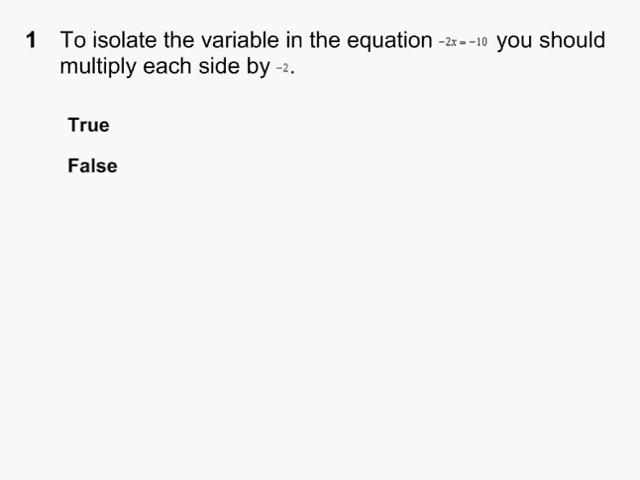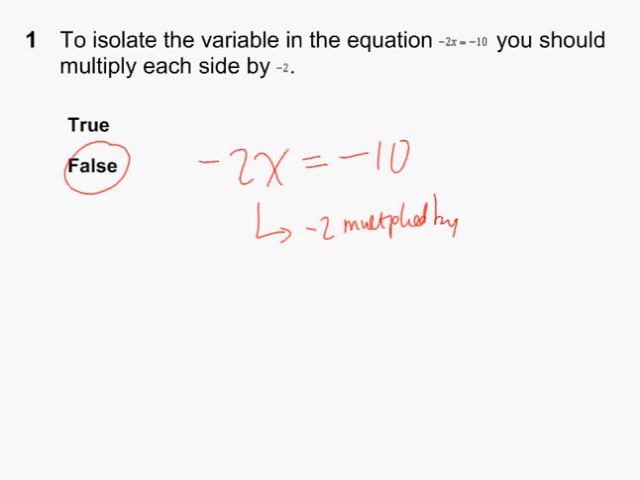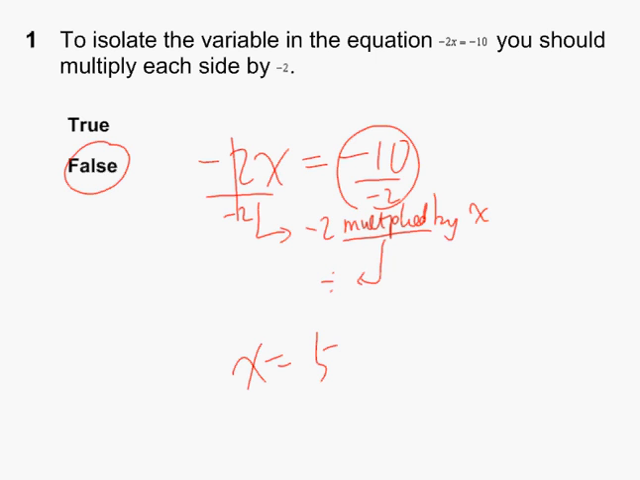The first question says to isolate the variable in the equation negative 2x equals negative 10, you should multiply both sides by negative 2. The answer is false. When you have negative 2x equals negative 10, you need to apply opposite operation. Since this expression means negative 2 multiplied by x, you need to do the opposite. And the opposite of that is division. So therefore, you must divide both sides by negative 2. And the answer would be x equals a positive 5, because a negative divided by negative is a positive.